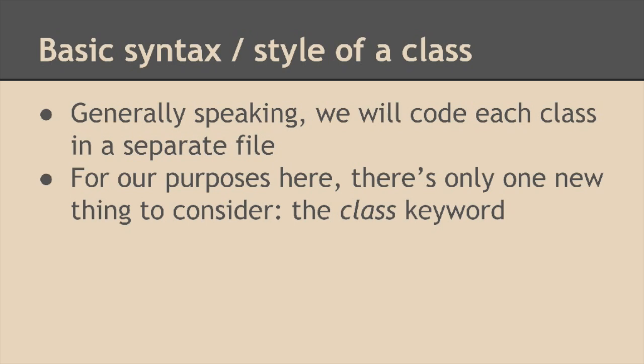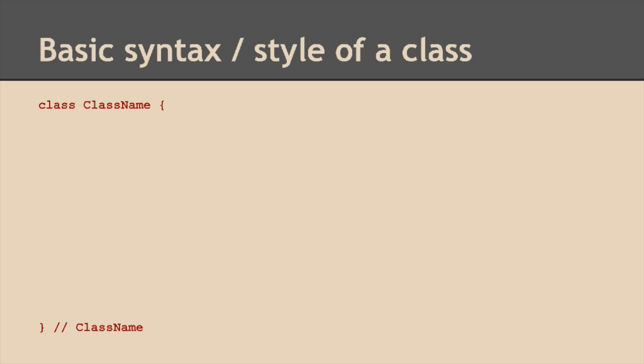The nice thing about writing classes in Processing is there's really only one new thing to learn, and that is the class keyword. So let's take a look at what a class might look like. Again, this would be in a separate PDE file, a separate text file from our main program. We're going to begin with the class keyword, and then we have the name of our class and opening and closing curly brackets. So it's similar to a method, except it doesn't have a return type or parameter list.